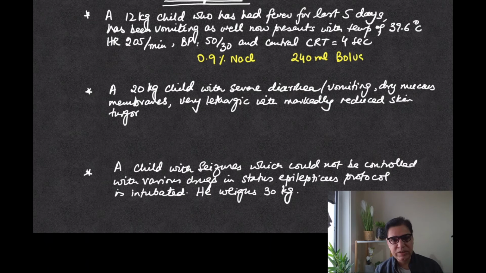You would need to give him this as a fluid bolus, and if needed you can give it one more time. That would be the second time, 240 mils again, and for the third time as well, 240 mils again, if needed, only if needed. You have to be very careful whether there is a real need or not.